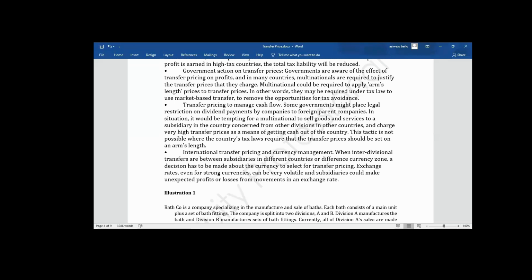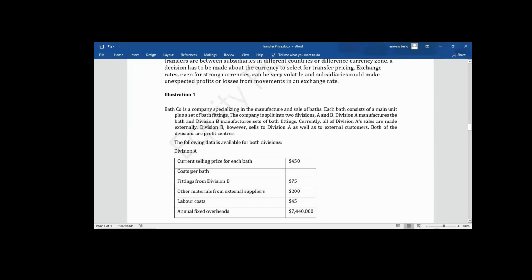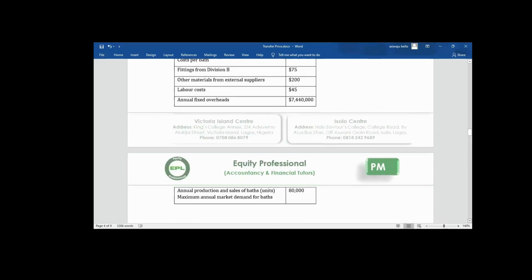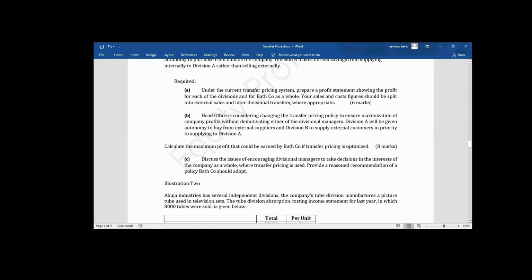Sir, based on the explanations you just gave to us, which method will you say is the best to use for transfer pricing? Or is it that the examiner will tell us which one to use?